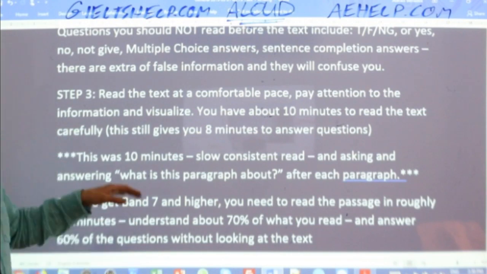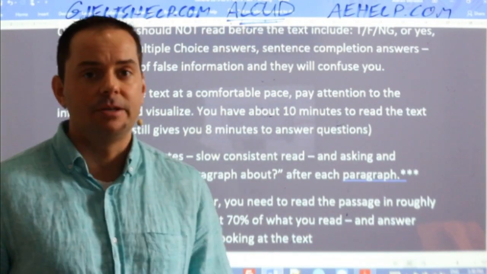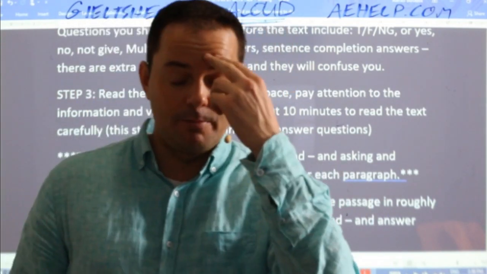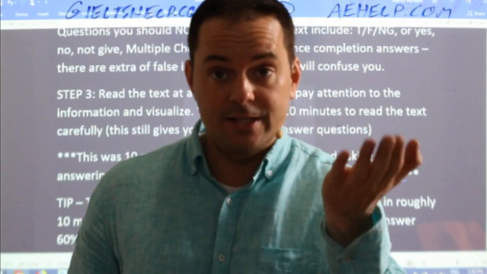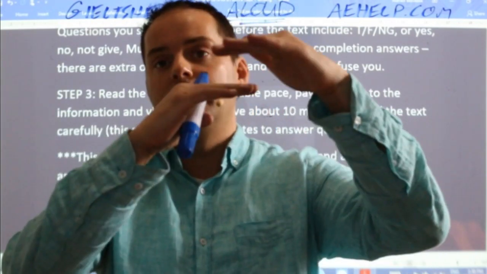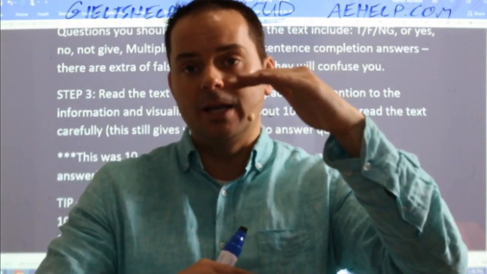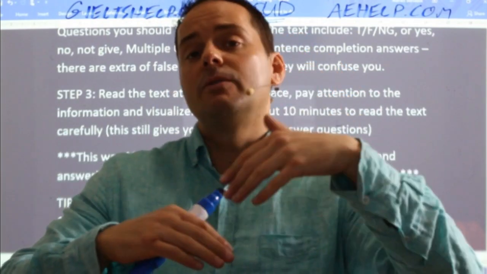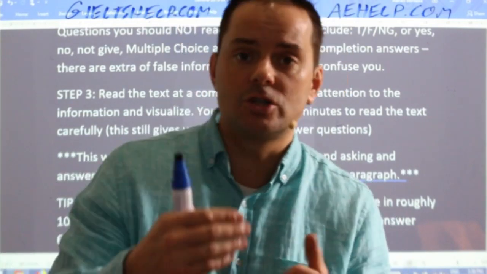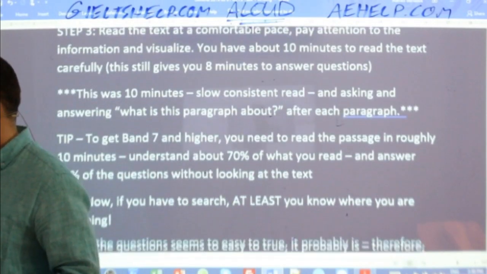Step 3, read the text at a comfortable speed. You can take up to 10 minutes. When you finish a paragraph in your brain, think, what is this paragraph about? Answer it, remember it, keep a system, keep notes in your brain about what you're reading in each paragraph. So if you have to search for answers, you know where to search. You don't have to read the whole text. Okay?